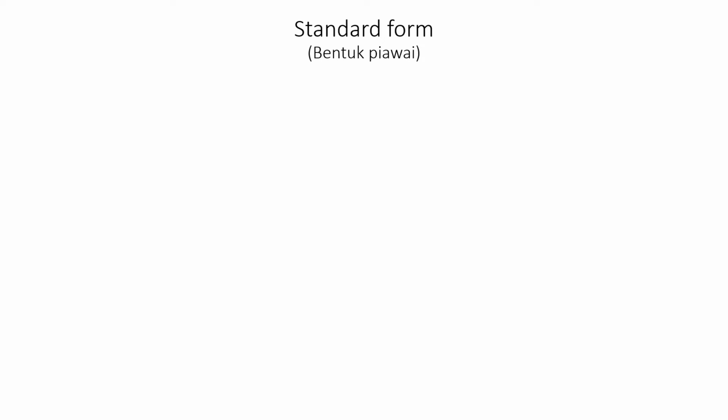Let's say my phone storage is 64 billion bytes, lots of zeros here. To make the writing and reading easier, numbers that are too big like this or too small are usually written in standard form. Standard form is a way to write a number in the form of a times 10 to the power of n, where a is between 1 and less than 10, and n is an integer. So this number can be written as 64 times 10 to the power of 9 bytes.